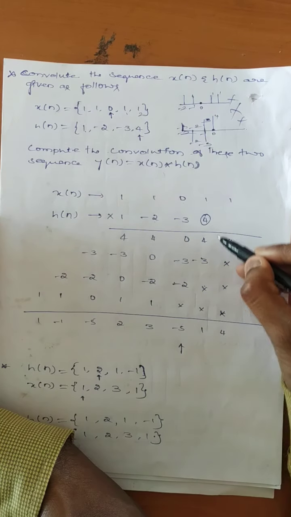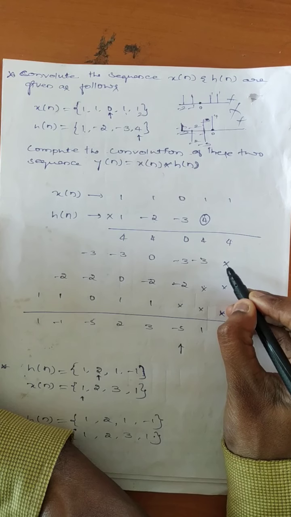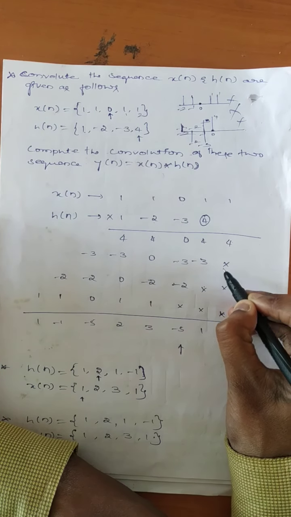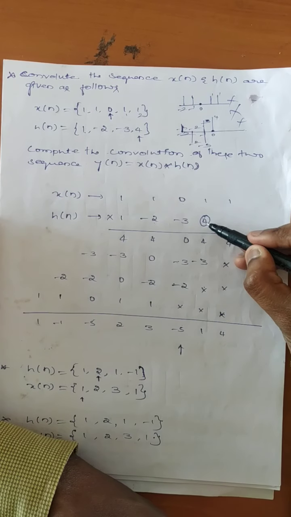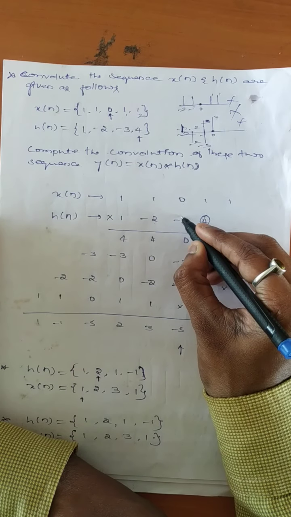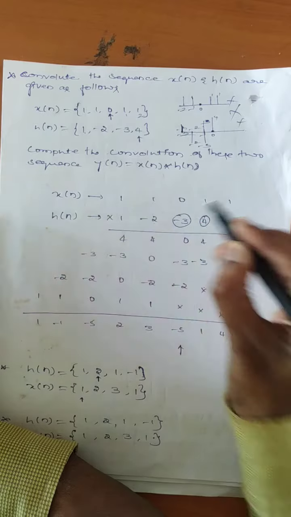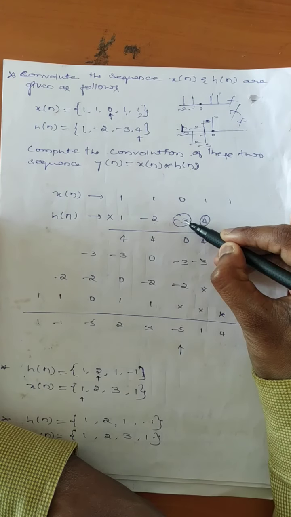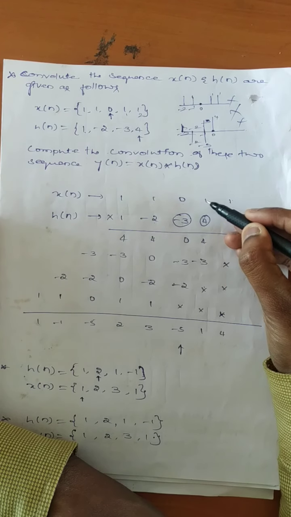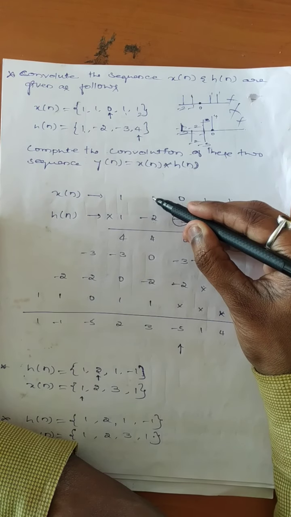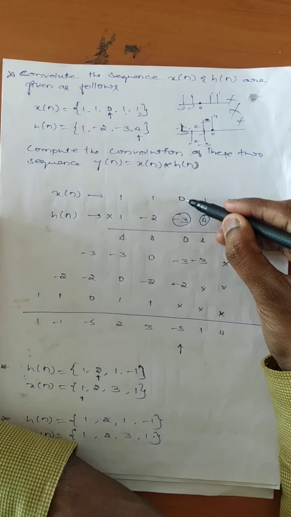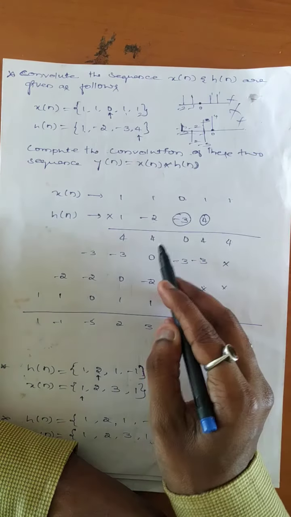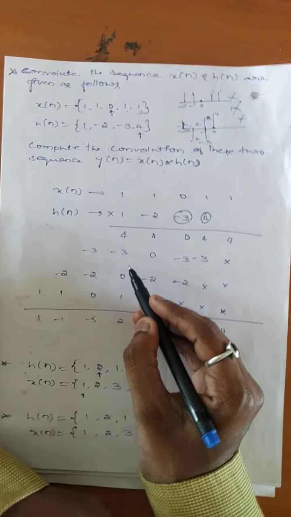The next row is simple, as in multiplication. Next you start multiplying with minus 3, which is the reference value. Minus 3 into 1 is minus 3, minus 3 into 1 is minus 3, minus 3 into 0 you get 0, minus 3 into 1 is minus 3, and minus 3 into 1 is minus 3. This is the result for the second sample.